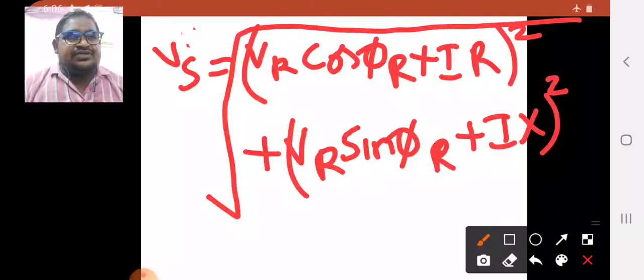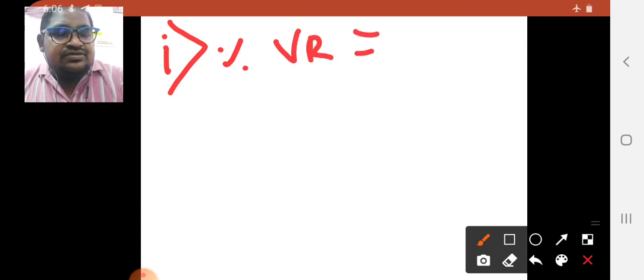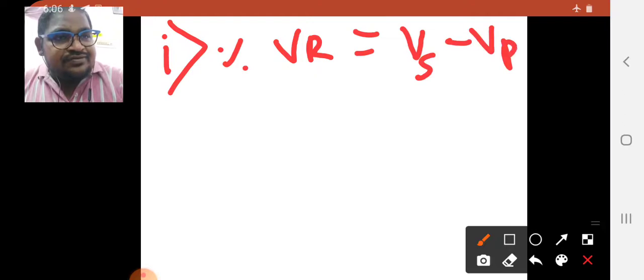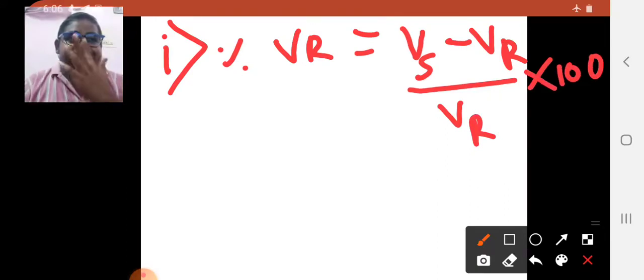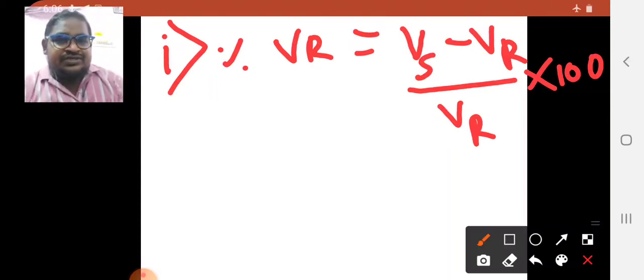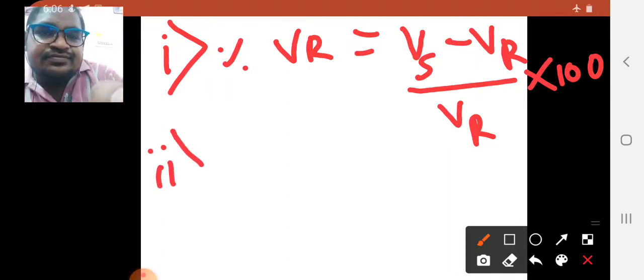Hence, what can you find? The first one is voltage regulation. The percentage of voltage regulation is equal to (Vs minus Vr) by Vr into 100. Next, the sending end power factor. How do you find the sending end power factor? That is cos phi s.